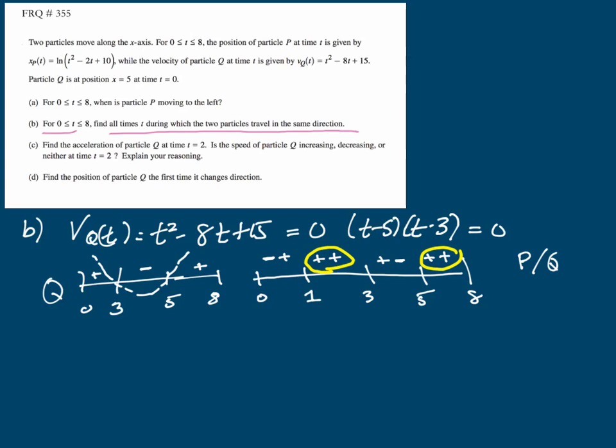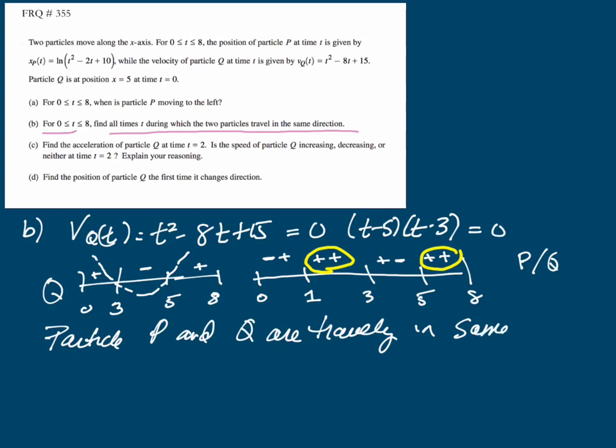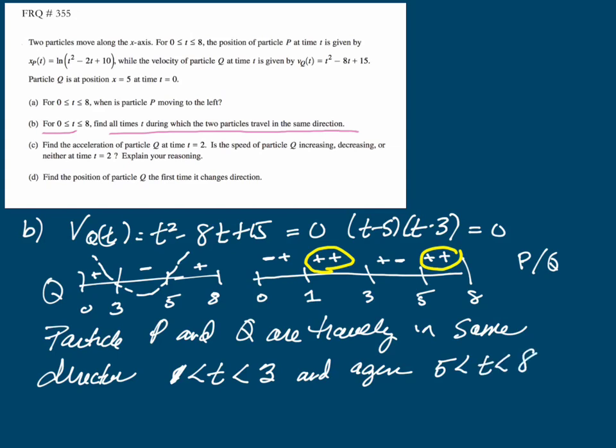So the answer would be particles P and Q are traveling in the same direction from 1 to 3, and again from 5 to 8. And it doesn't say explain it, so I think you're going to be good with that. So let's calculate your points.